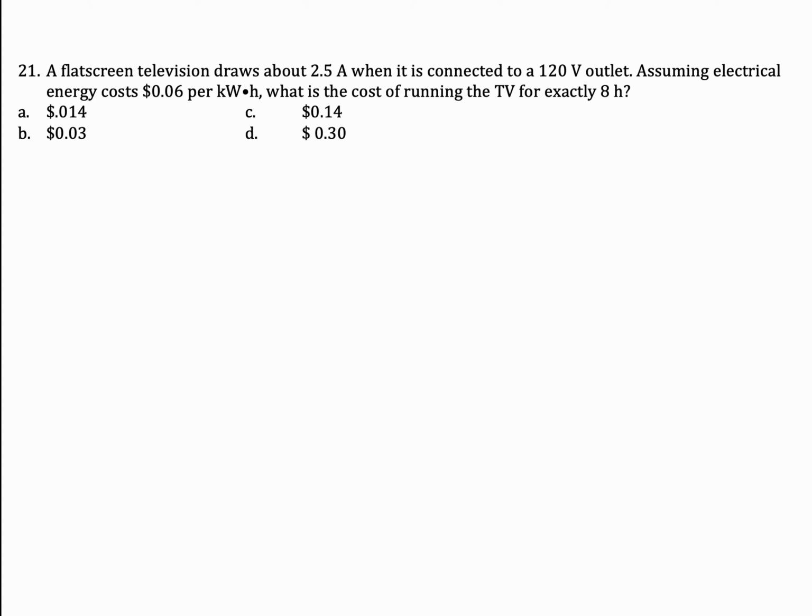It's about 2.5 amps when connected to a 120 volt socket, assuming electrical energy costs 6 cents per kilowatt hour. There's a couple of ways of solving this one. One way is to calculate the number of kilowatt hours, which is literally taking power in kilowatts times time. Or if you remember from our notes, 1 kilowatt hour is equal to 3,600,000 joules. We could also figure out the amount of energy the television uses and then convert that into kilowatt hours. I'm not sure which is the easiest way.